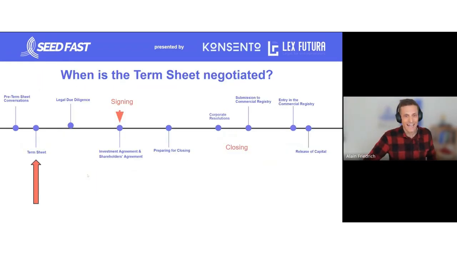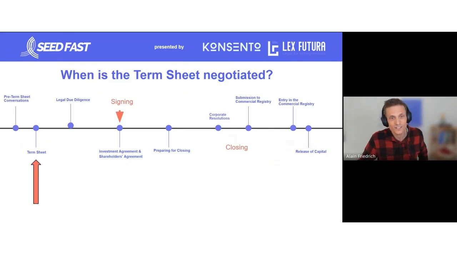When we look at the timeline, you see that after the pre-term sheet discussions, so basically after you talk to your investors and try to convince them to invest into your startup, the term sheet is more or less the first legal document that you and the investors are going to sign. Sometimes you also sign an NDA, but that's quite rarely the case. So the term sheet is the first more or less legally binding document you sign.